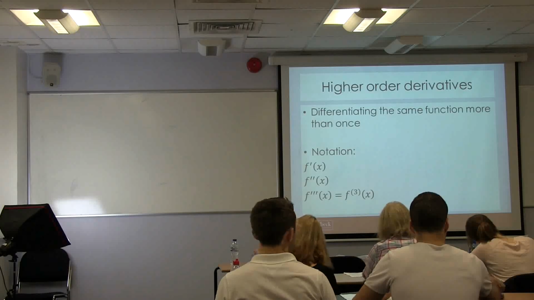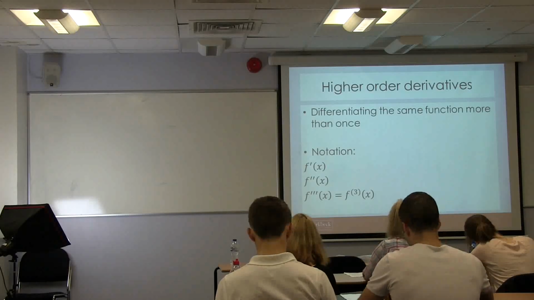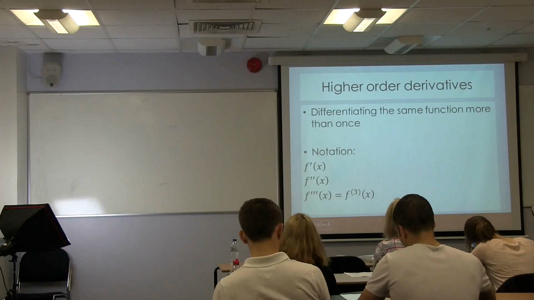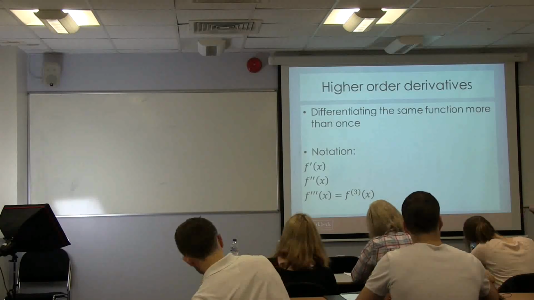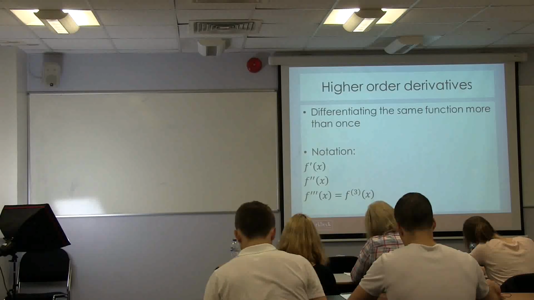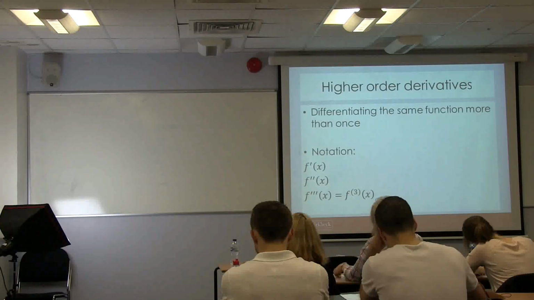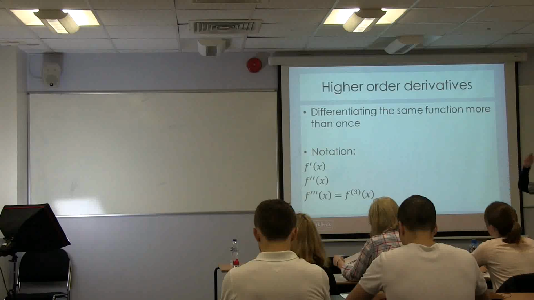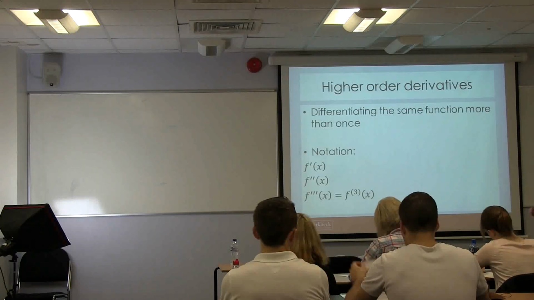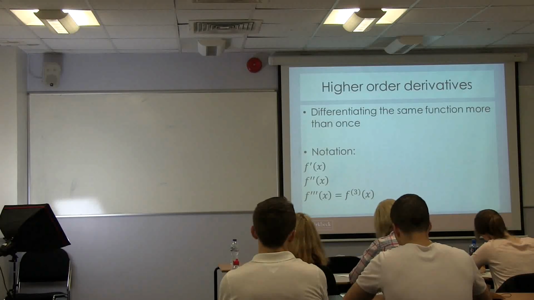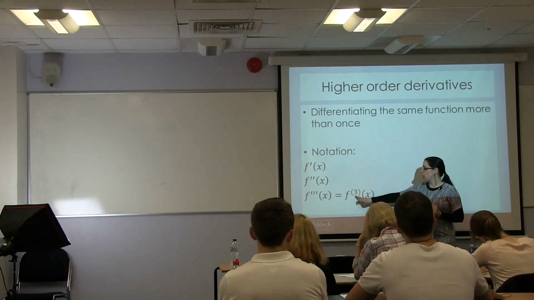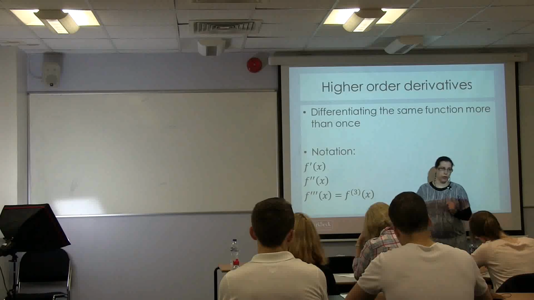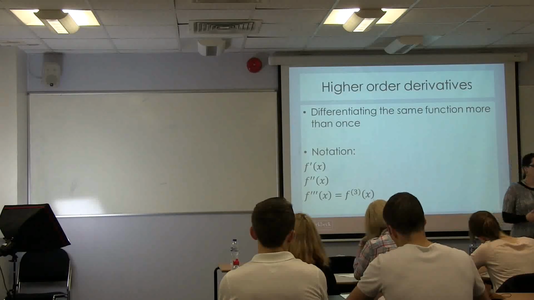So higher order derivatives are nothing overly complicated. It's basically just doing the differentiation over and over again. So you do it again and again. For the first order derivative, you can use the prime notation. So f prime means the first order derivative. When you have two primes, it's the second, then three primes is the third. Now we often use numbers in brackets to say that this is a higher order derivative.